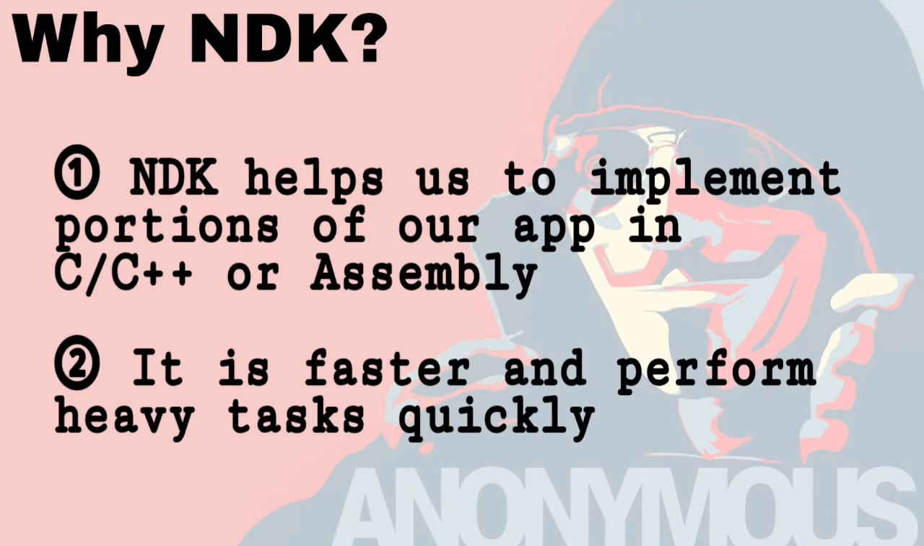Why are we going to use Android NDK? It helps us to build or implement portions of our application in C++ or assembly. Since our native code is going to be compiled into binary code, it is faster than ordinary Java code. As you might know, our Java code is compiled into Java bytecode and then gets translated by the Dalvik virtual machine. And this process makes it a little bit slower than our directly compiled native code. Although there is the JIT just-in-time compiler for Java code to be compiled into binary code before execution, native code is still faster.